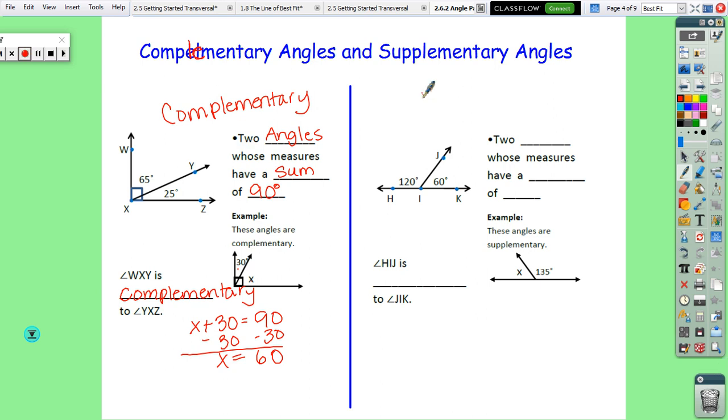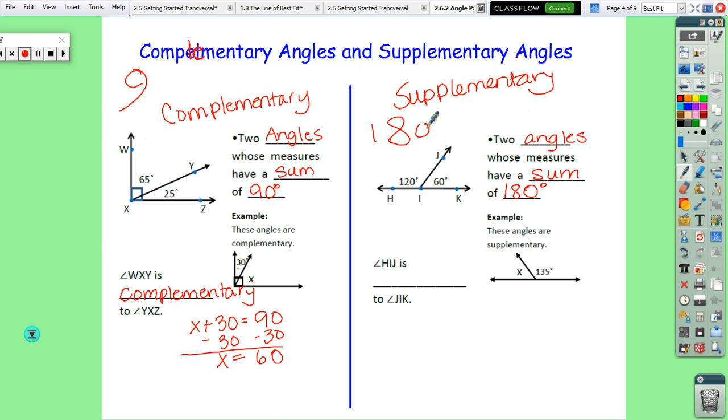All right, so if this is complementary, this is supplementary, and we talked a little bit about supplementary yesterday. Okay, so two angles whose measures have a sum, and again, sum means add, so they add up to 180 degrees. Somebody taught me one time that in order to remember the difference between complementary and supplementary, if you take the C from complementary, you can turn it into a 9 for 90, and if you take the S in supplementary, you can turn it into an 8 for 180.